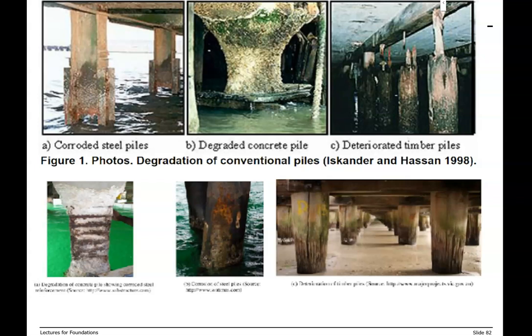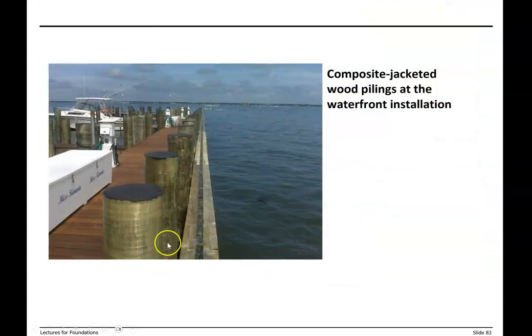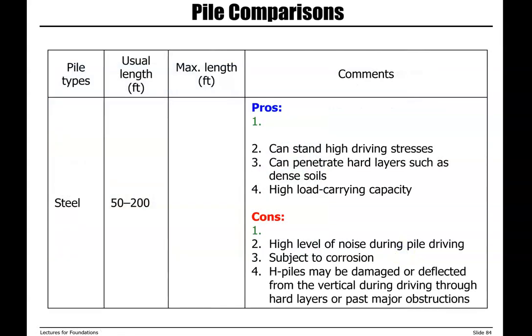One other thing that we need to consider when trying to select the best option for our project is the environmental exposure. What you see here is corrosion of steel. We have degradation of concrete pile, and you can even see corrosion of rebars in this picture, and also deterioration of timber piles. So this is an example of a composite material. This is composite jacketed wood pilings, which were used at a waterfront installation. So again, we need to make the best decision based on different parameters, including environmental exposures.